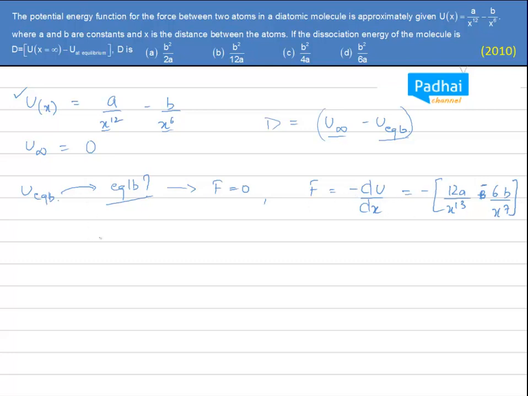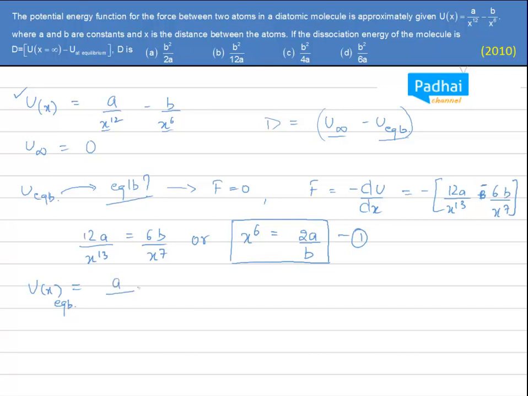For this to be equal to 0, 12a divided by x raised to the power of 13 should be equal to 6b by x raised to the power of 7, or I can write it as x raised to the power of 6 will be equal to 2a by b. Now I can mark this, and put it in U(x), and get the value of U at equilibrium.